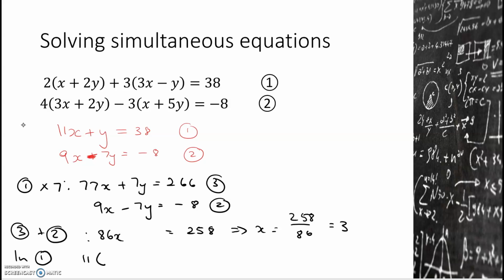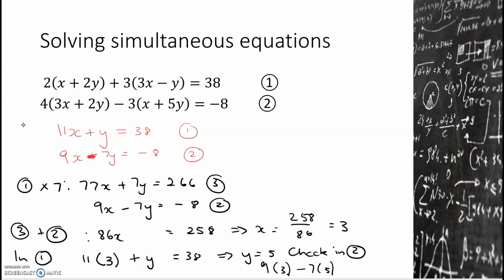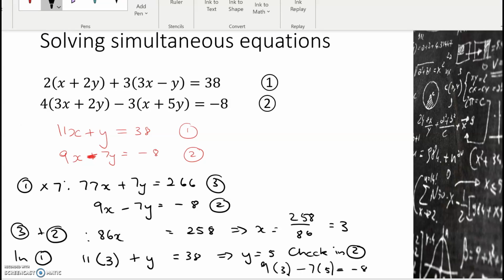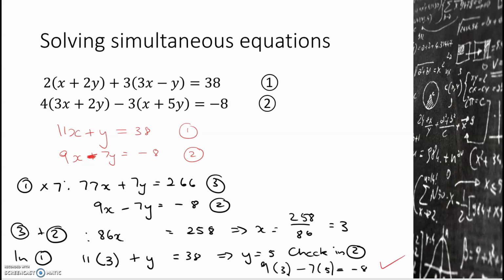11 times 3 plus y equals 38. So y is 5. Okay, check it back. Check it in the other one. Always check it in the other one. Check it in 2. So then we get 9 times 3 minus 7 times 5 equals -8. Yes.